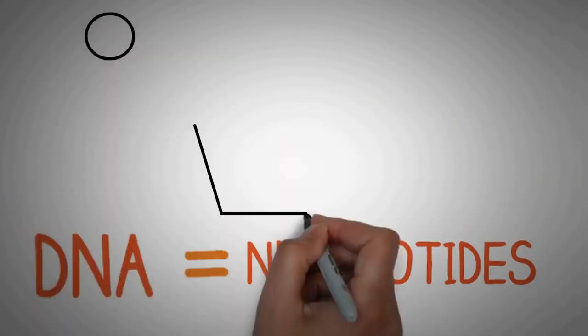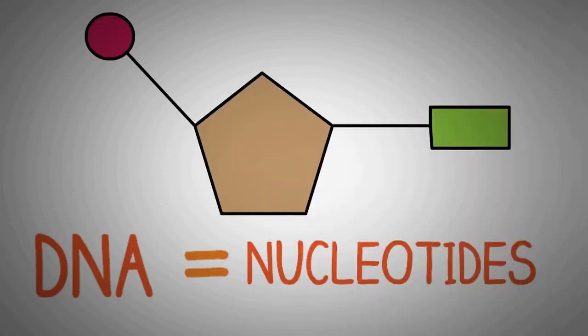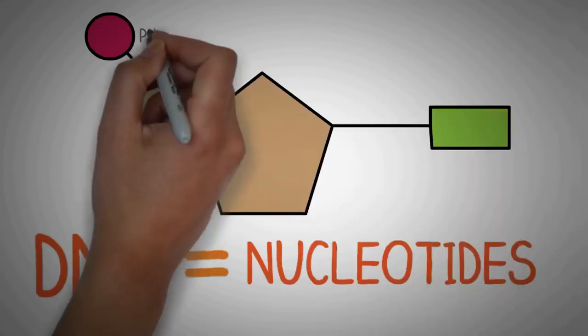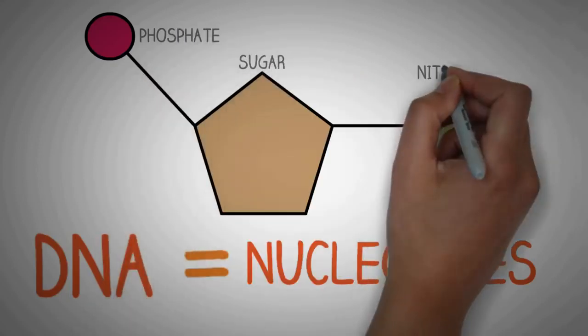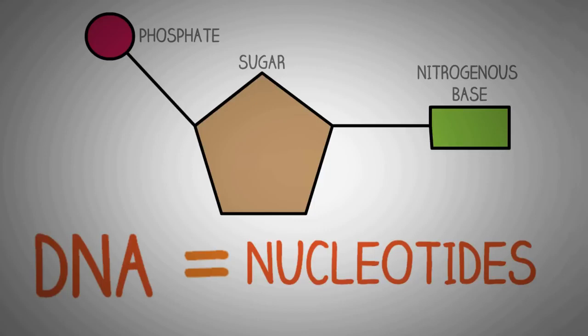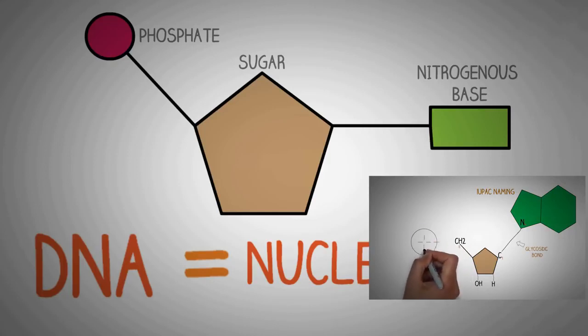Now, this is the basic structure of a nucleotide. You can see that it consists of three important groups: the phosphate, the sugar, and the nitrogenous base. Now, if you want to study the details of the structure of nucleotides, you can refer to the video about the nucleic acids. The link to that video will be in the description below and also on the top of the video.